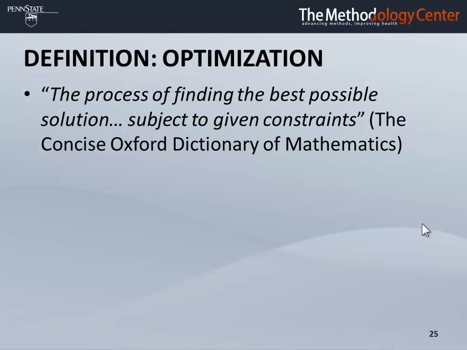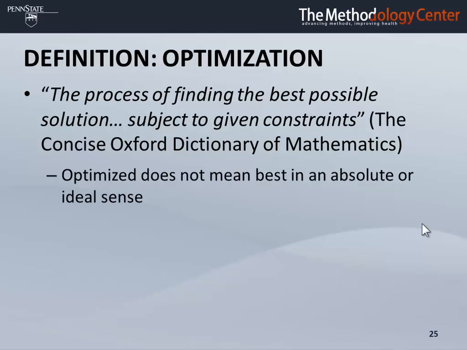So now let's talk for a moment about what we mean by optimization. I just got this out of the Concise Oxford Dictionary of Mathematics online. Optimization is the process of finding the best possible solution subject to given constraints. So when I talk about using MOST to develop an optimized intervention, I'm not in any way suggesting that if you use MOST, you'll develop the best intervention anybody could ever get. What I'm suggesting, though, is that you can use it to develop the best intervention you can get subject to the constraints that you have on hand. And I'm going to show you a little bit more about that in a moment.